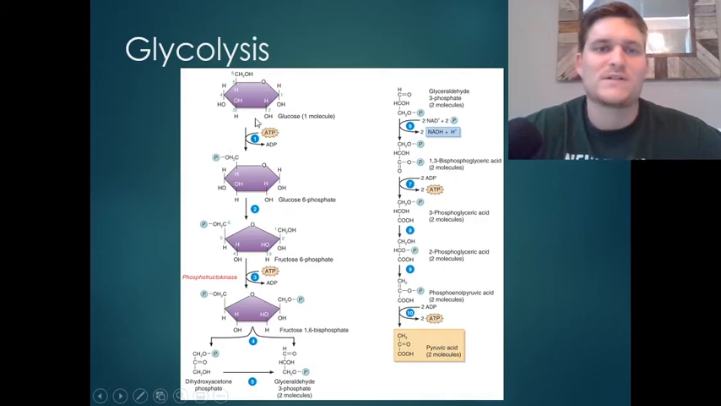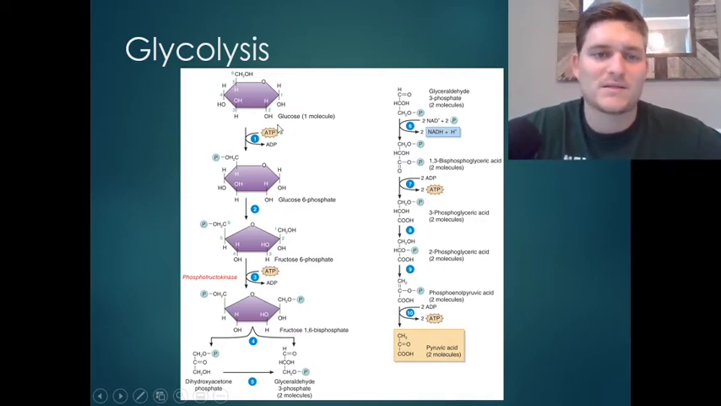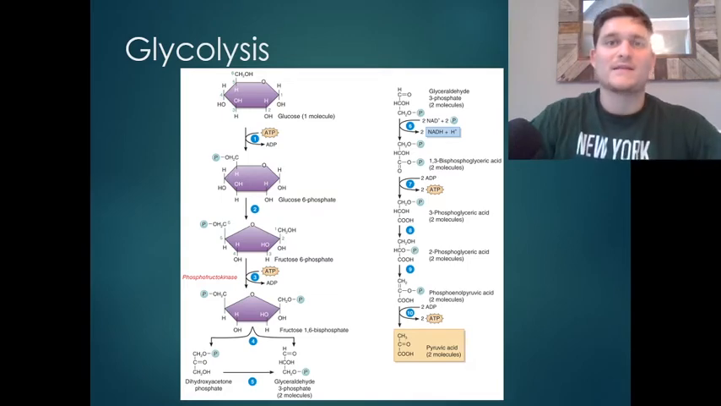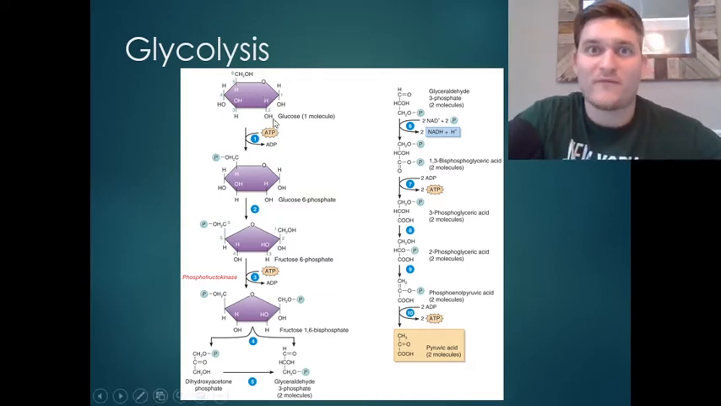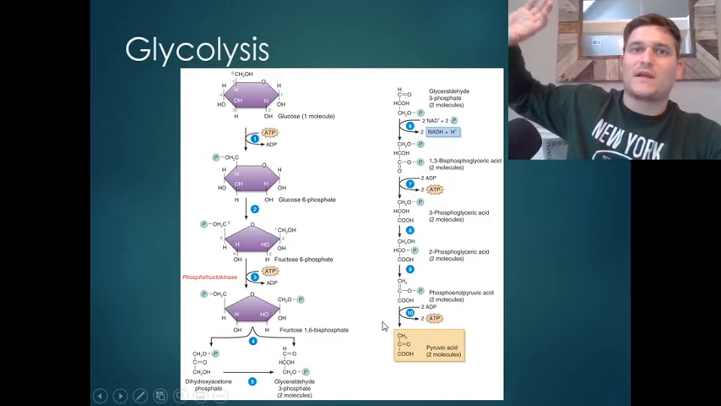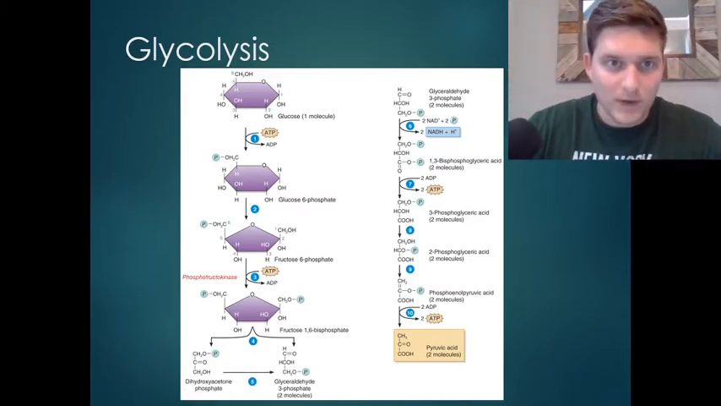And so these are 10 different enzymes that are going to make this change from glucose through all these intermediate products to pyruvic acid. During glycolysis, what we are going to do is break apart chemical bonds and add and subtract phosphate groups in order to generate energy and then to get pyruvic acid, which then can be used later on through aerobic metabolism to generate even more energy.